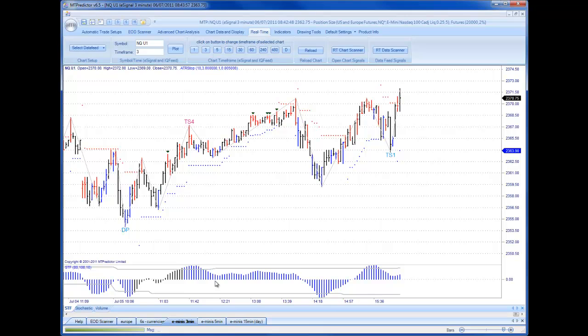So the guidelines for standard MTPredictor traders, or if you're new to the software, is if the STF is blue or black, you can take buy setups. If it is red or black, you can take sell setups. But if it is blue, like it is here, you want to avoid the sell setups.